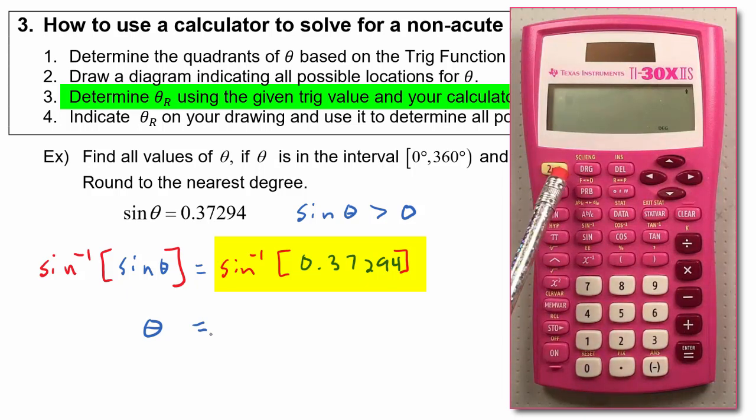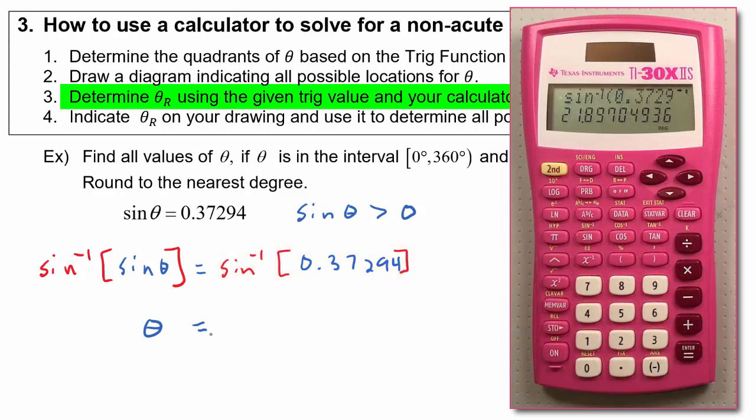To do this calculation, we will hit the second button, and then to get sine inverse, it's above the sine button, and we're going to enter 0.37294, close the parenthesis, and then hit enter. Now in this problem, we were being asked to round to the nearest degree, so our answer would round to 22 degrees.